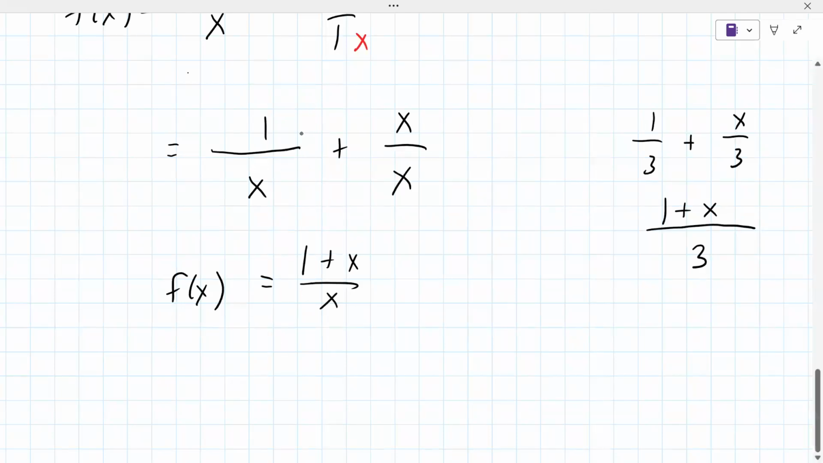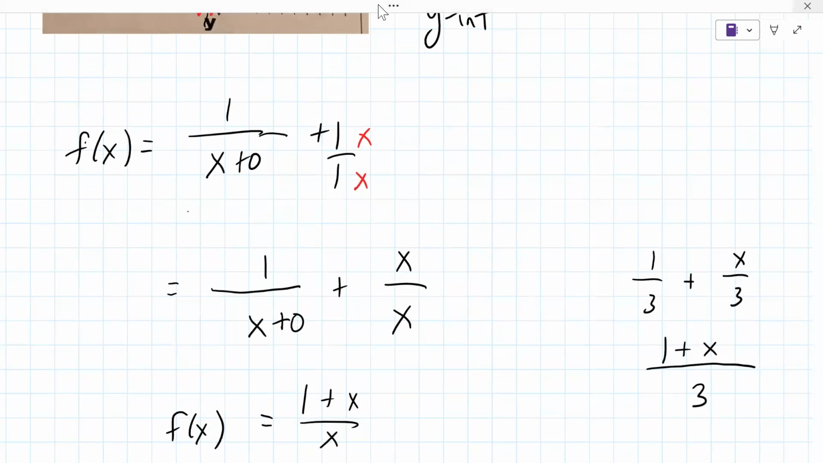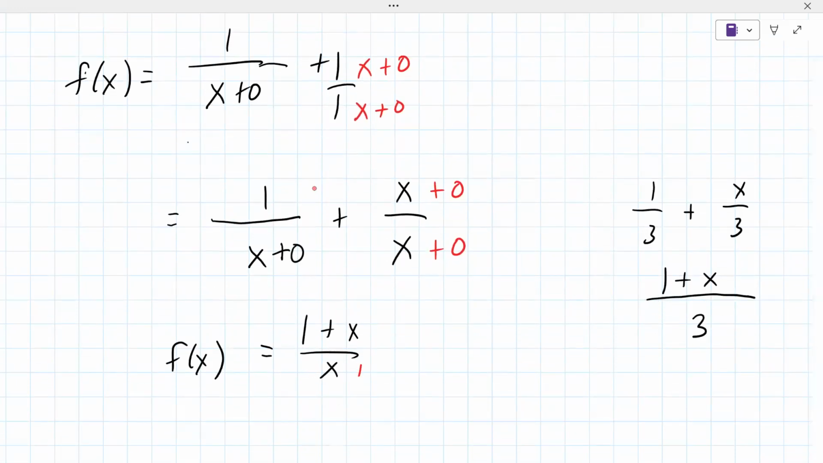Okay, let's do this. Let's go back to the original. If it's x plus 0 and you multiply by x plus 0 over x plus 0, does that make it better? Yeah, I guess that does make it better. That's okay. If that's what it takes, you're allowed to do that. You don't need to, but you can.